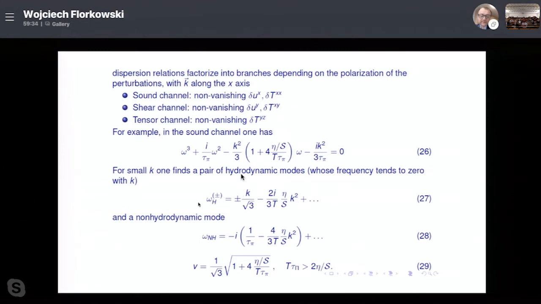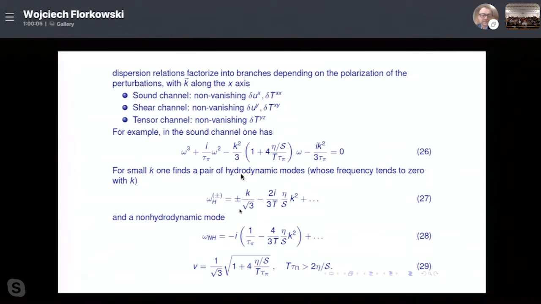So for plane waves in the Schrödinger equation, we would have that omega is k squared over 2 times m, more or less. And then in this case, we have a linear dependence of omega on k, and there is some correction. It goes like k squared, but for small k, it's already a correction. So omega is real, and you have two modes that go to the right and to the left.